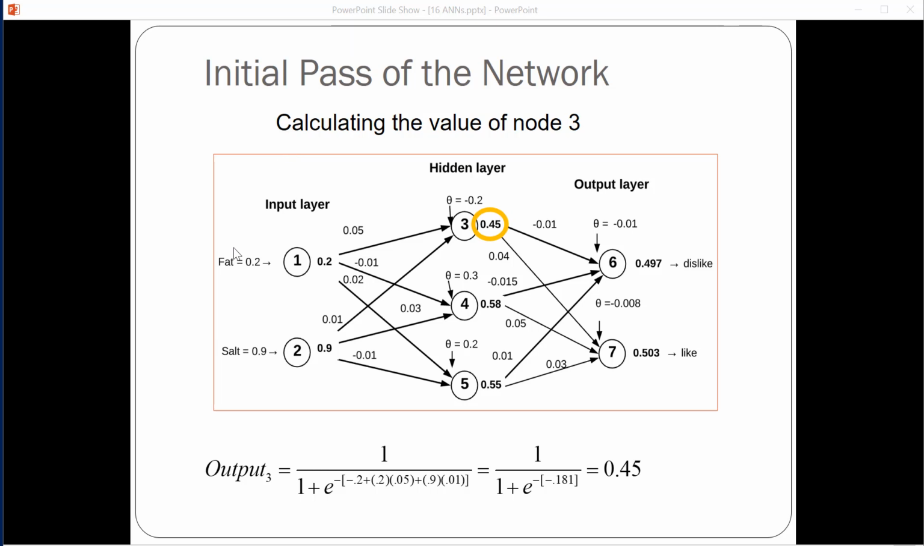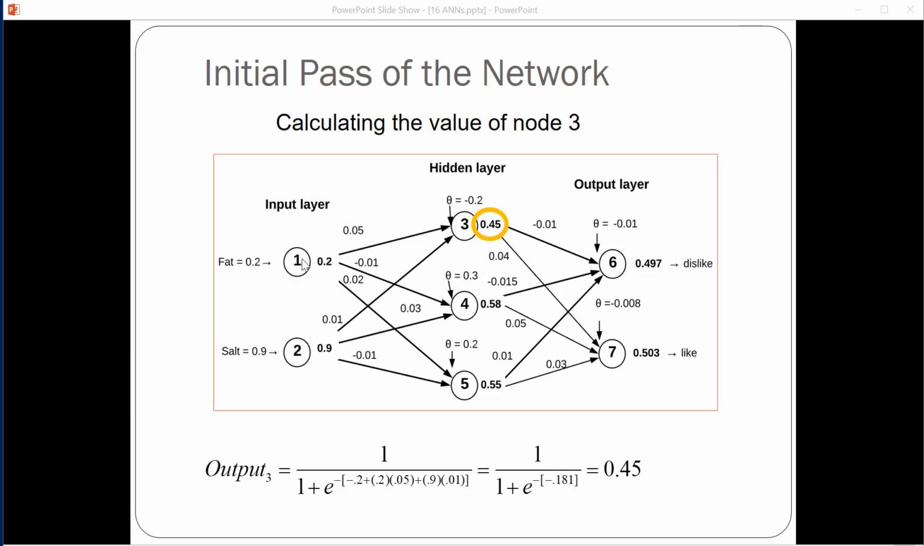In this example, we have a fat value of 0.2, we have a salt value of 0.9, and in this particular case, the outcome was that the cheese was liked. And so the probability that was liked was actually a 1. People did like the cheese. And so basically, when we initially did the calculation by running it through the neural network, we had 0.503 as the like and not 1.